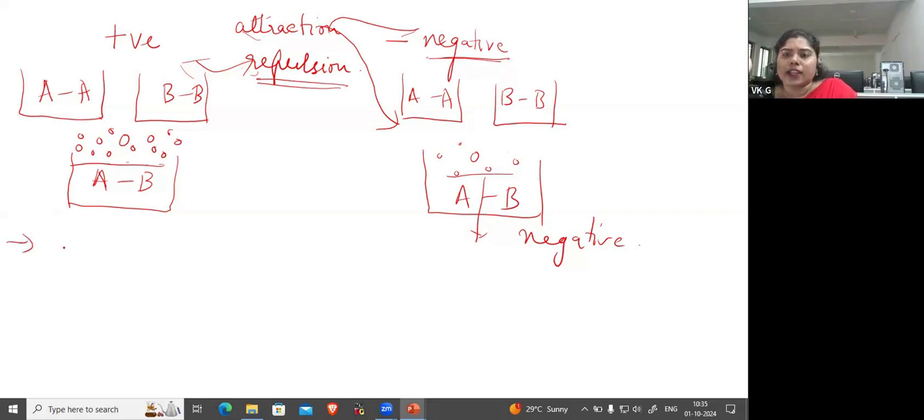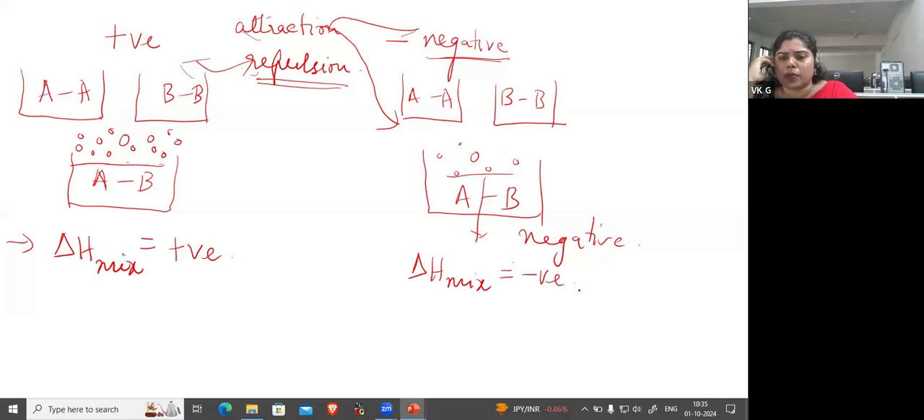Or you can talk about delta H of mixing. For an ideal solution, the value is 0, almost 0. But for positive deviation, delta H mix will be a positive value, that is, greater than 0. Whereas in the case of negative deviation, delta H mix will be less than 0, where attraction will be there. Simple to remember: positive deviation means delta H mix will be positive, negative deviation means delta H mix will be negative. Or if you talk about delta V mix, volume, here it will be positive deviation, here it will be negative deviation with respect to volume.